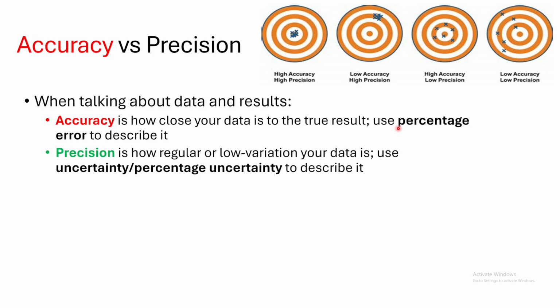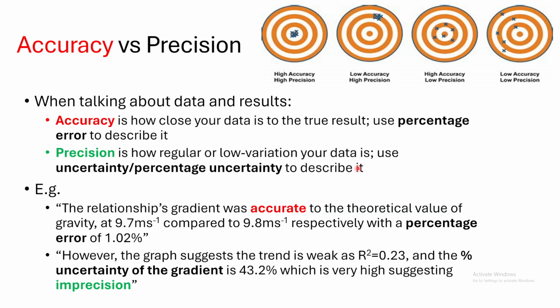So where was I? Precision. Precision is how regular or low-variation your data is, or on the other hand, how irregular or varied it is, as you saw before with the uncertainty and the error bars going into the negatives. When we're just talking about these, we'll use uncertainty or percentage uncertainty just to describe it.